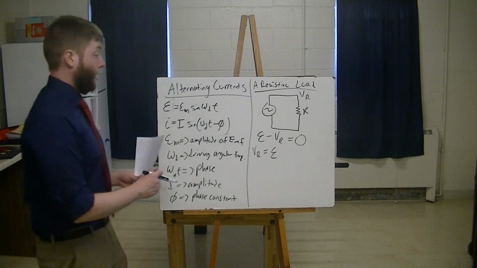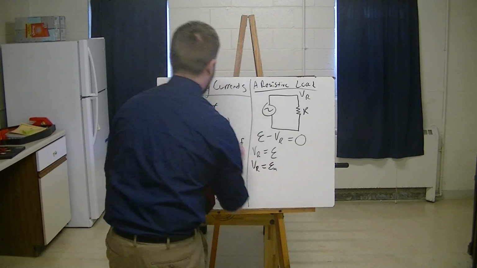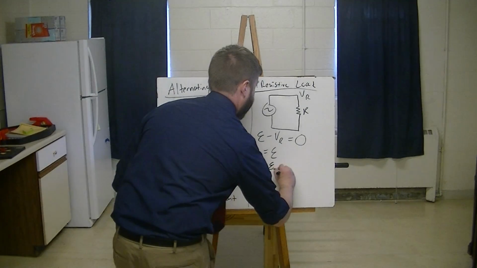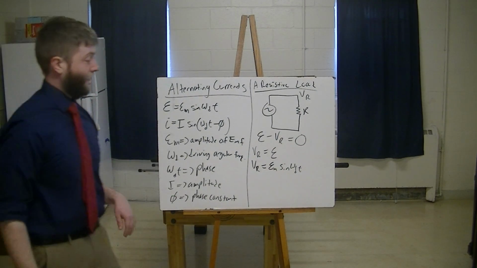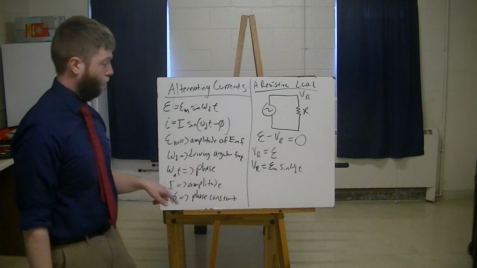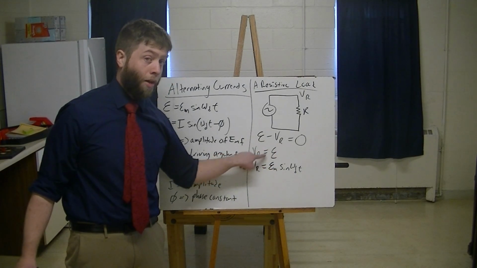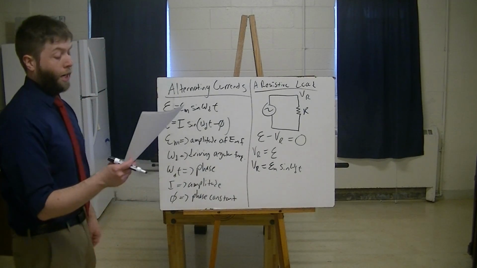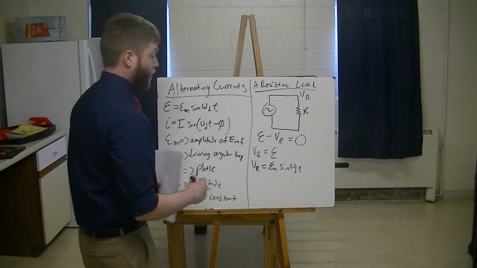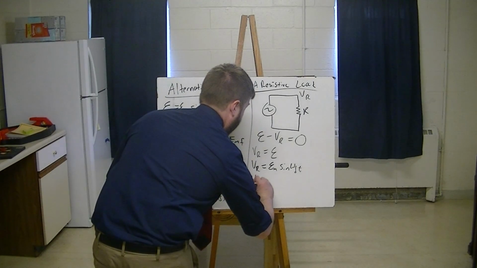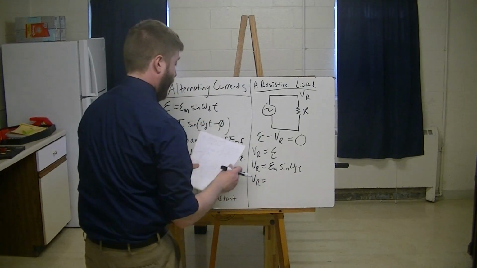If that's true, then that means that the voltage of the resistor is equal to capital EM sine omega dt, times, well, just sine of omega dt. I was thinking I was going to do a phase constant there, but whatever, okay? So the voltage must be equal to the maximum amount of voltage, the amplitude of the voltage, sine of omega dt, okay?